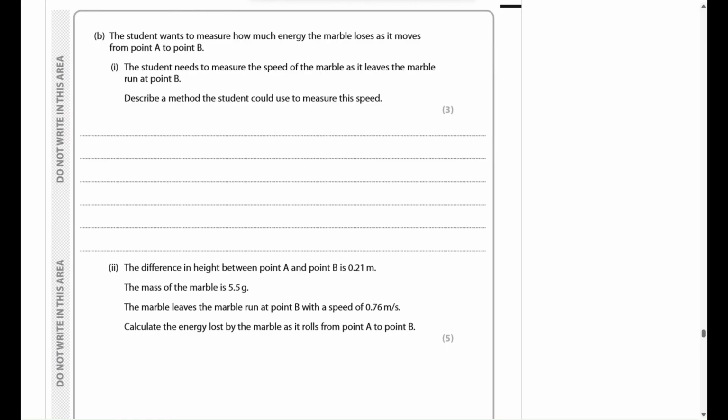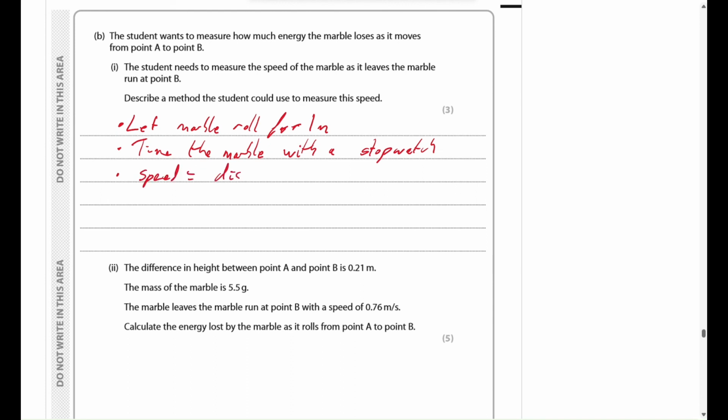Okay, want to measure a speed. Probably an experiment you've done something like this, hopefully in school. You're going to let the marble roll for 1 metre, and you're going to time that. So get a stopwatch, talk about equipment, time the marble to cover a metre with a stopwatch, and then tell them the equation you can use. Speed is distance divided by time. I know the distance is 1 metre, so it's 1 metre divided by your time. That'll tell you the speed.